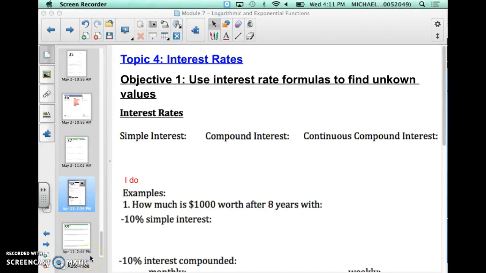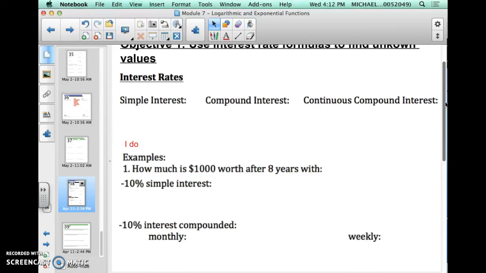Topic 4 is interest rates, and this topic has one objective that I'm going to discuss in this video, and that objective is to use interest rate formulas to find unknown values. Before we begin, we have to talk about 3 formulas that I'm going to reference within this video.